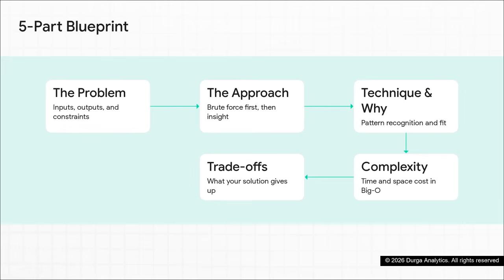Step 2 is the approach. You've got to state the brute force method first, and then isolate your specific insight. Step 3 is technique and why. Justify why a specific pattern fits the problem's cues. Step 4 is complexity, meaning mapping out the real Big O time and space cost. And Step 5, trade-offs. Honestly assess what your solution gives up.